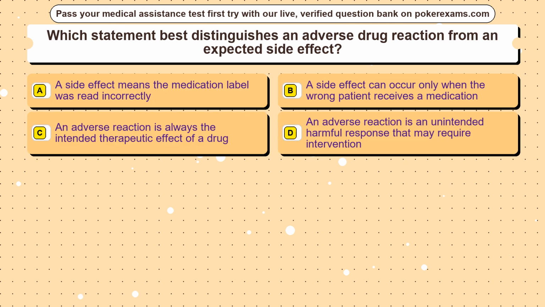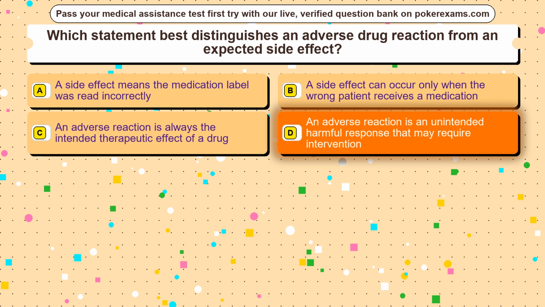Question 58. Which statement best distinguishes an adverse drug reaction from an expected side effect? Option A, a side effect means the medication label was read incorrectly. Option B, a side effect can occur only when the wrong patient receives a medication. Option C, an adverse reaction is always the intended therapeutic effect of a drug. Option D, an adverse reaction is an unintended harmful response that may require intervention.